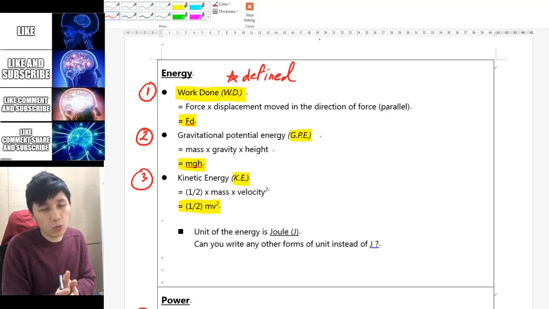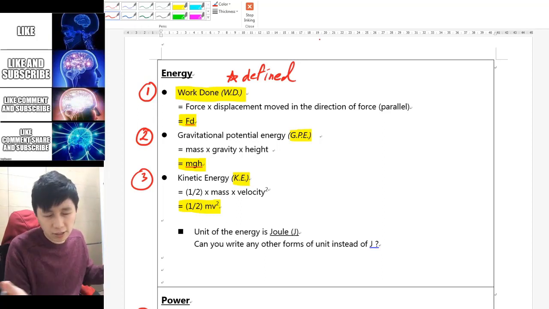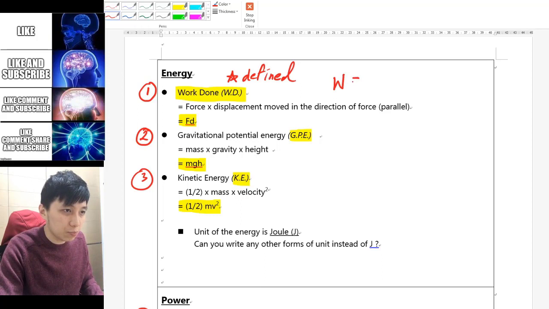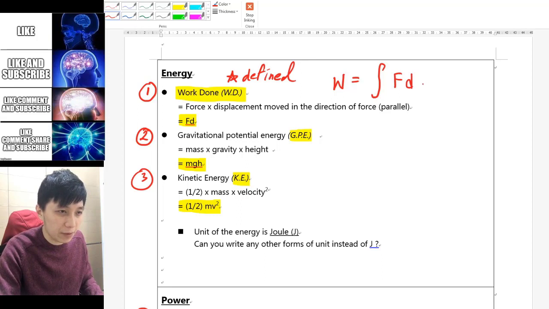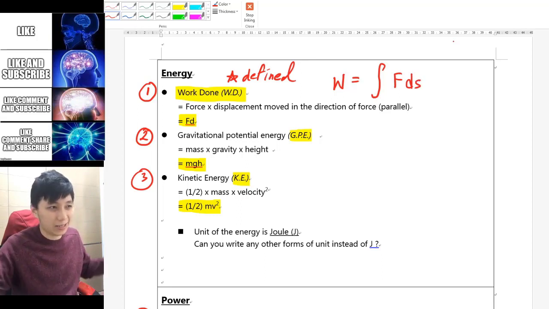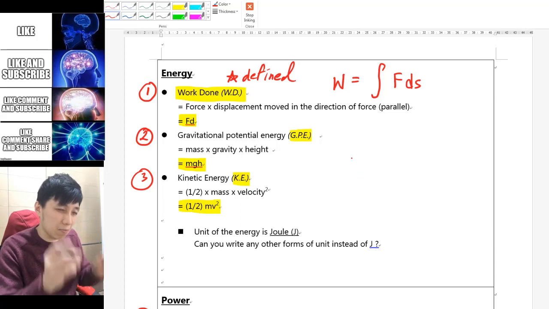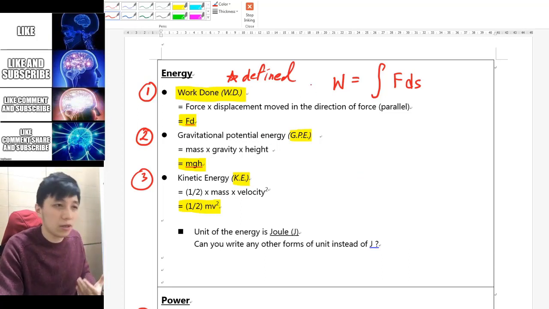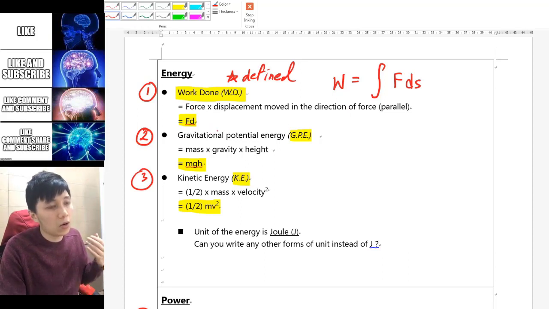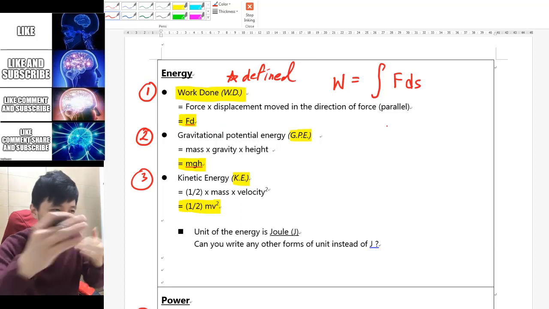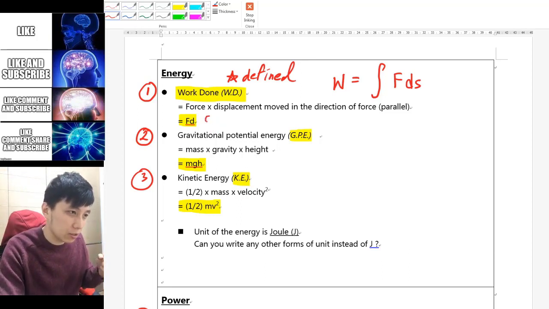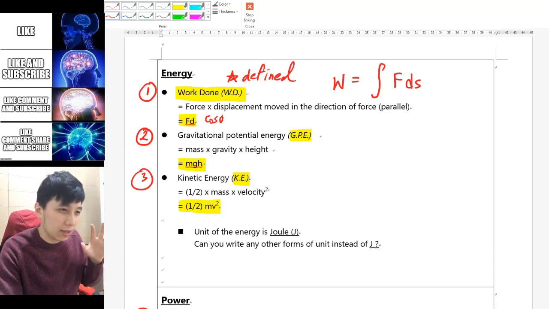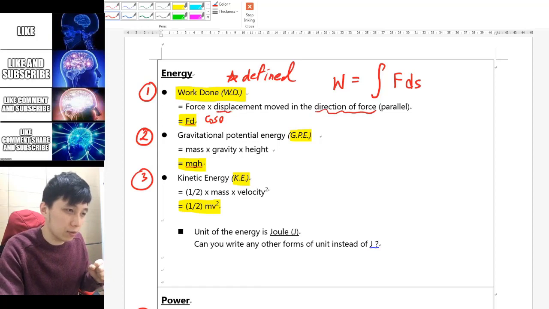More precisely, when you learn integration, calculus in the future, work done is more precisely defined as integrating the force with respect to the distance s, let's say. So this is a more precise definition, but for now, in IGCSE, you can just stick with F times d. Or more precisely, in between these two, you can say F times d times cosine theta. And that is because, as we said, it has to be in the direction of force for the displacement.